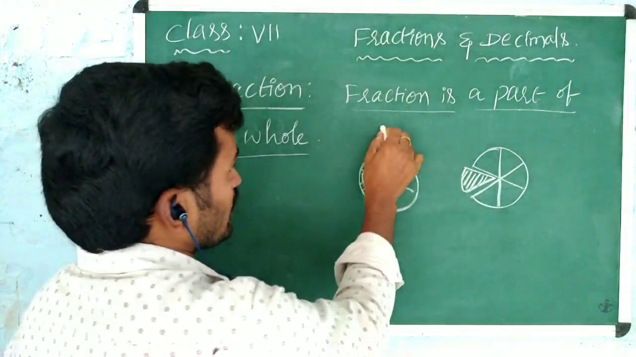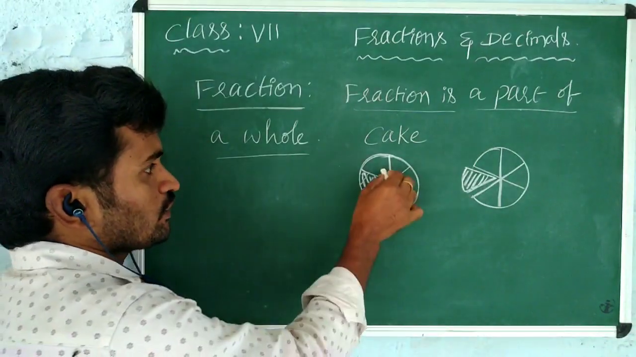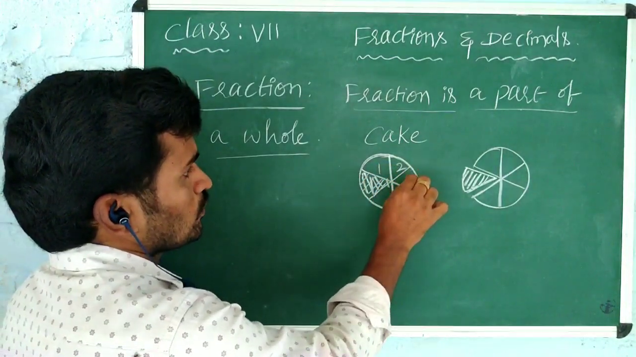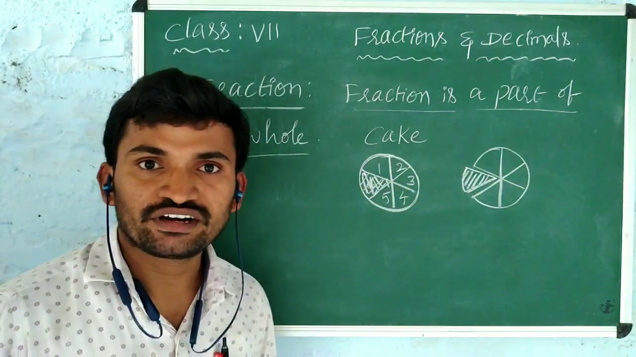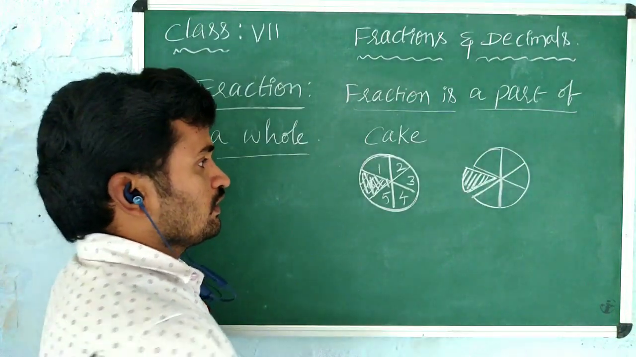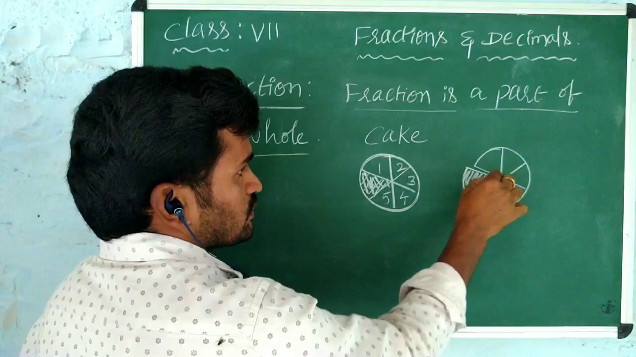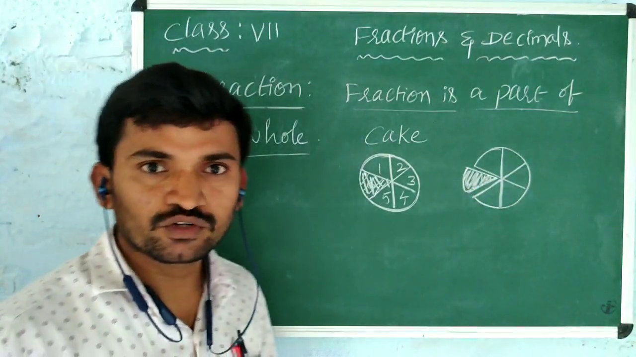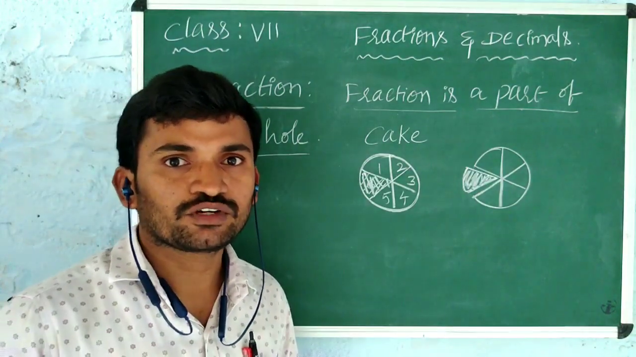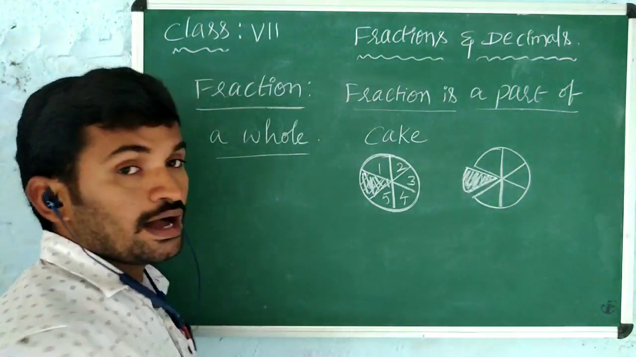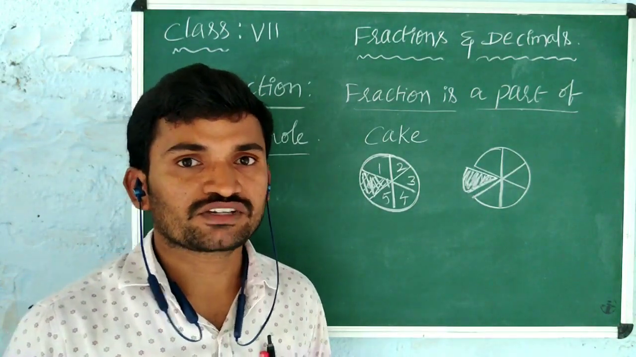See, here I am taking a cake. This is the cake. I divided it into 6 parts: 1, 2, 3, 4, 5, 6. Now, one part I am giving to others. Only one part, one piece of cake, I am giving to others. So how can I write it in fraction form?